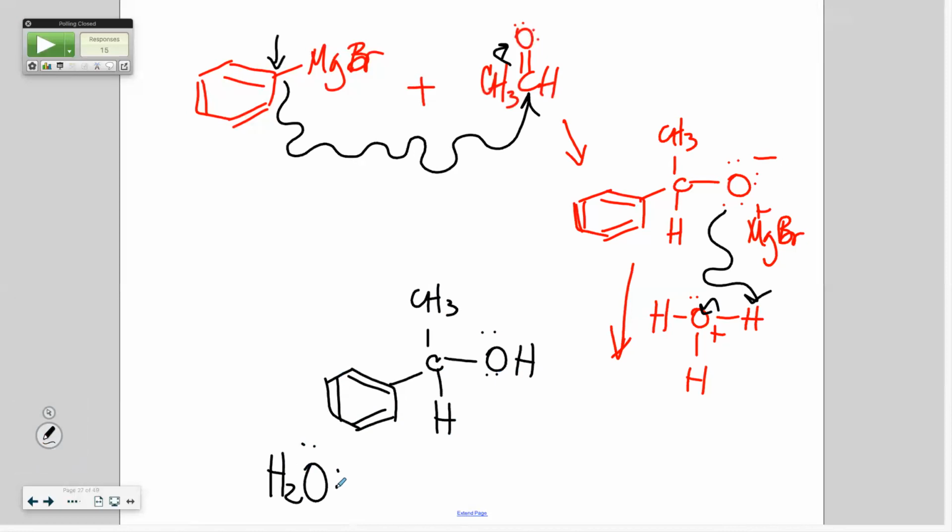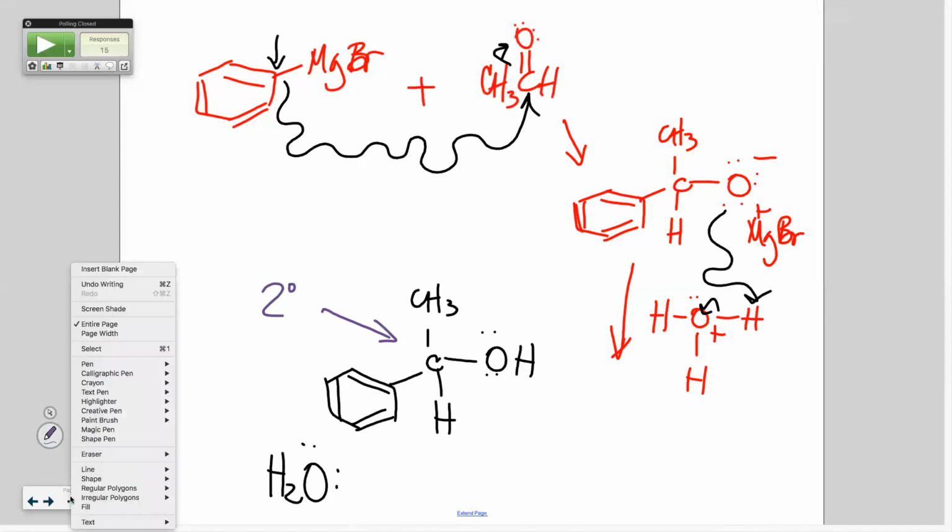I only worry about that when you're doing the mechanism. If you just have to write the product, all we worry about is organic products. Okay, what about that MgBr plus? It just becomes ions in there and you wash it away. It's kind of nifty. Okay, what kind of alcohol did we make this time? Classify it. That's why we did that earlier. Secondary. What did we make on the formaldehyde one? Primary.